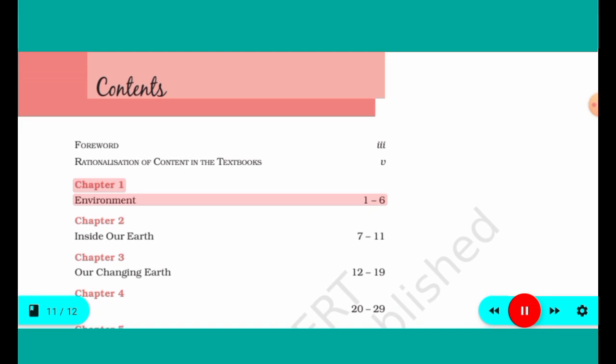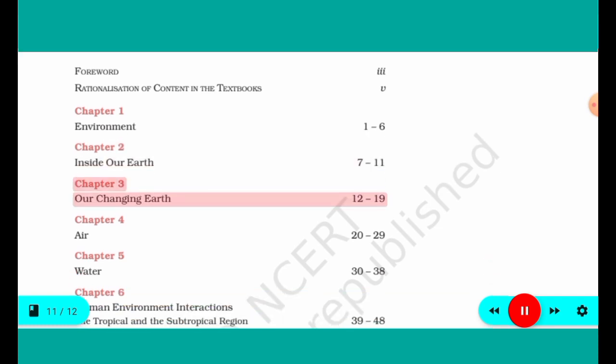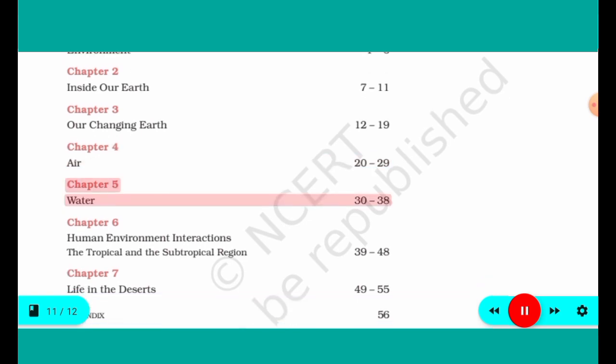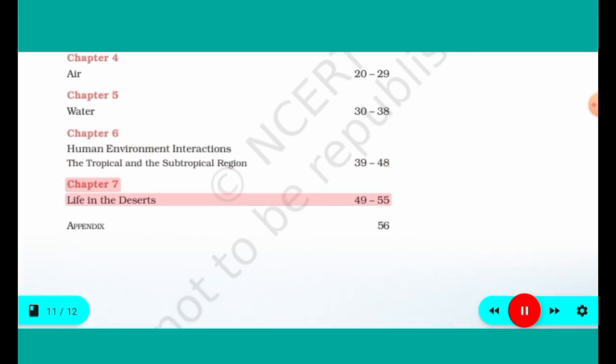Chapter 1, Environment, pages 1 to 6. Chapter 2, Inside Our Earth, pages 7 to 11. Chapter 3, Our Changing Earth, pages 12 to 19. Chapter 4, Air, pages 20 to 29. Chapter 5, Water, pages 30 to 38. Chapter 6, Human Environment Interactions: The Tropical and the Subtropical Region, pages 39 to 48. Chapter 7, Life in the Deserts, pages 49 to 55.